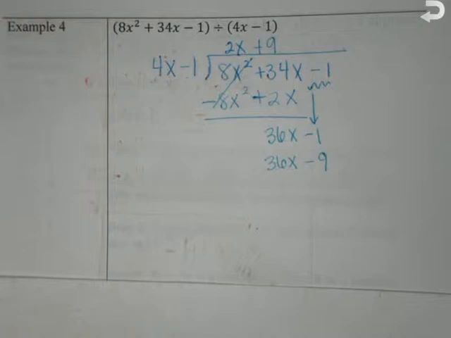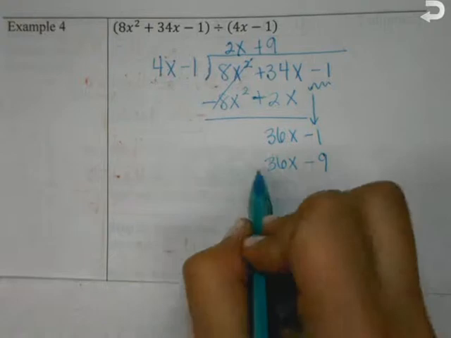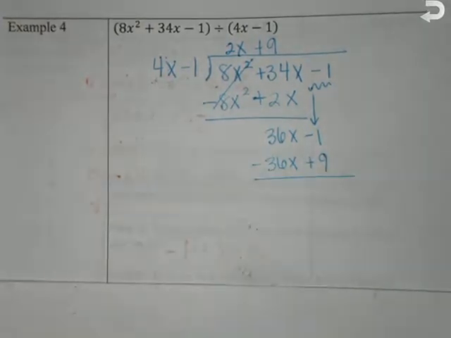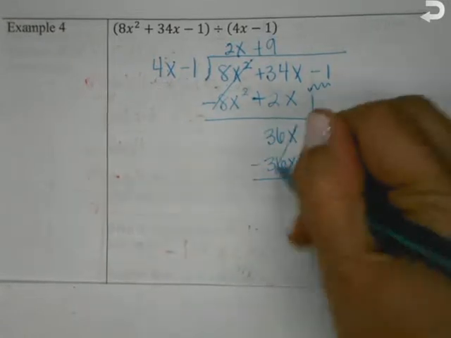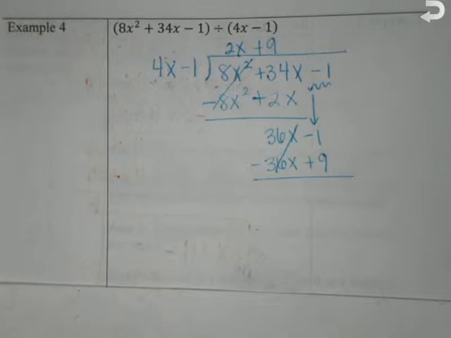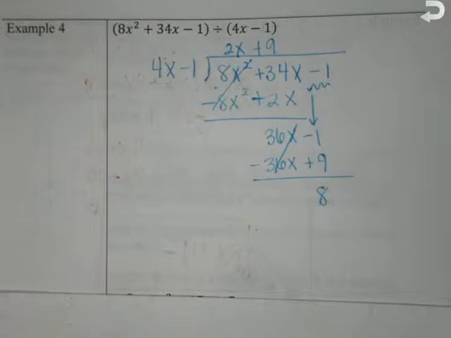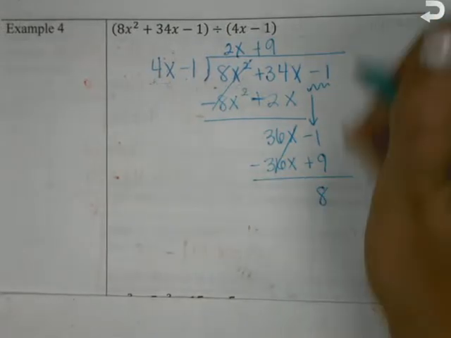Okay, everybody, let's see if everybody knows this time. What is 36x minus 36x? 0. Good. What is negative 1 plus 9? Perfect. What do I do next? Take the remainder and make it into a fraction. Good. So plus 8 over 4x minus 1. So my answer should be 2x plus 9 plus 8 over 4x minus 1.